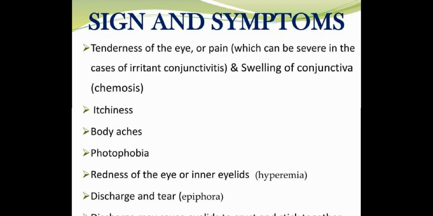Now coming to the signs and symptoms. First, tenderness of the eye or pain, which can be severe in cases of irritant conjunctivitis, and swelling of the conjunctiva, that is chemosis. Second, itchiness. Third, body ache. Fourth, photophobia. Fifth, redness of the eye or inner eyelids, that is hyperemia. Then sixth is discharge and tearing.